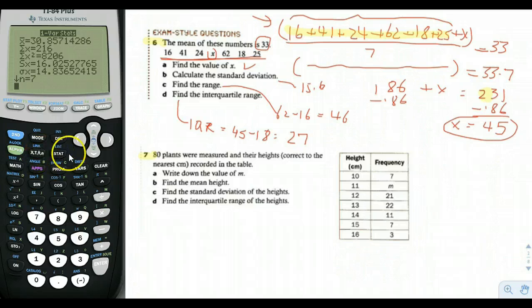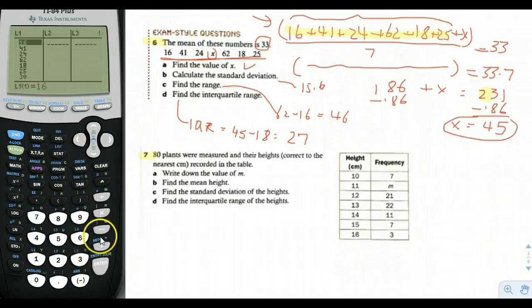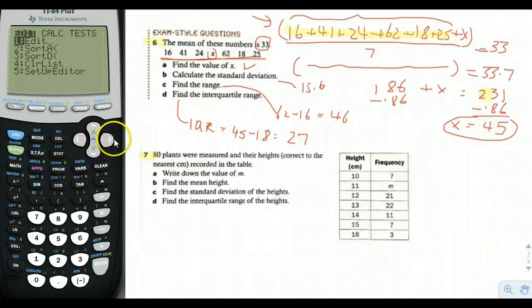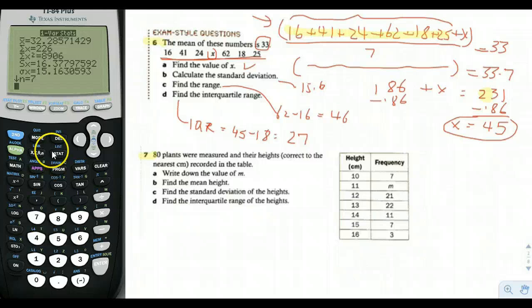So now you go back and you do stat edit, and then you can change your guess from 30 to something bigger to try to make the mean bigger. And then you put 40, for example. And then you do stat calc again, and then let's see what we get. We're a little closer. Now we're at 32.285. And what we wanted was 33. So now we're quite close. Now let's put on the brakes. Instead of adding 10, how about if we just add 5?